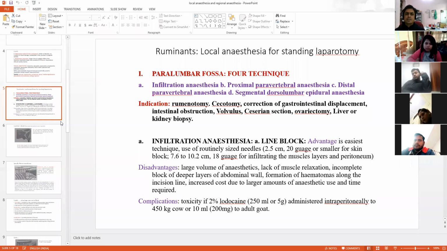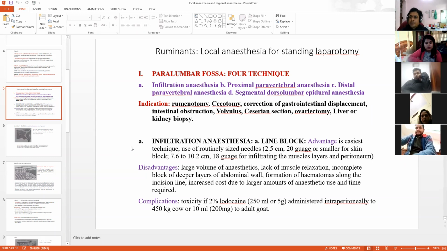For these types of surgery, you need a standing laparotomy, and it can be done by the following techniques: infiltration anesthesia, proximal paravertebral anesthesia, distal paravertebral anesthesia, and segmental dorsal lumbar epidural anesthesia. These are the techniques which can be used for operations like rumenotomy and all those written here. So first I will discuss infiltration anesthesia.